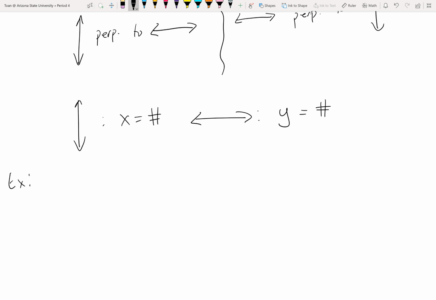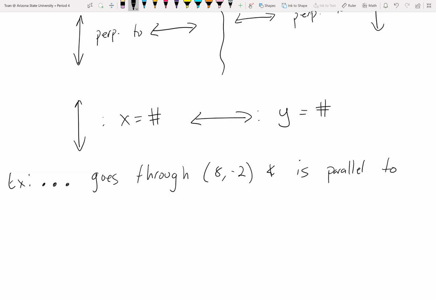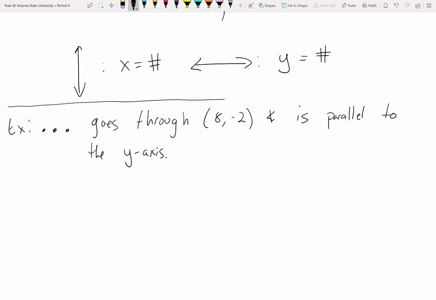For example, write an equation of a line that goes through... give me your second favorite point, not your first one. We don't want to waste your first favorite point. (8, -2), let's be fancy. And is it parallel or perpendicular? Parallel, I heard first. Parallel to your favorite axis, the x or the y? Y-axis. So write an equation of a line that goes through that point and is parallel to the y-axis.